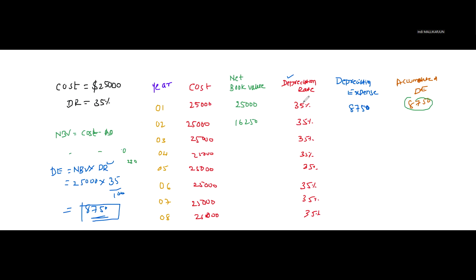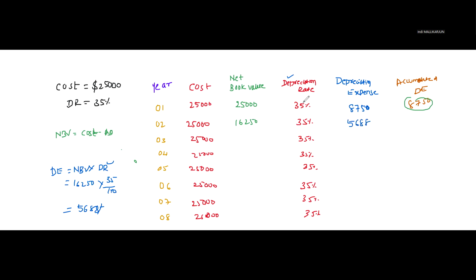Now net book value, how much now? It changed here, right? Net book value is now 16,250 into depreciation rate 35%, means 35 by 100. Now it is how much? 5688 rupees, right? This is our second year depreciation expense, 5688.